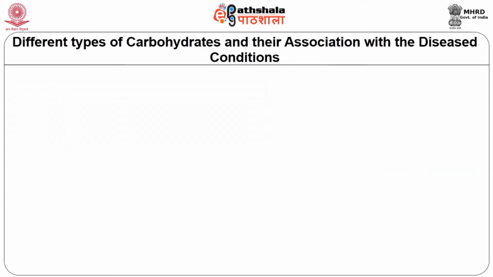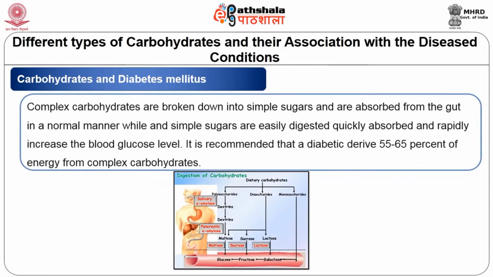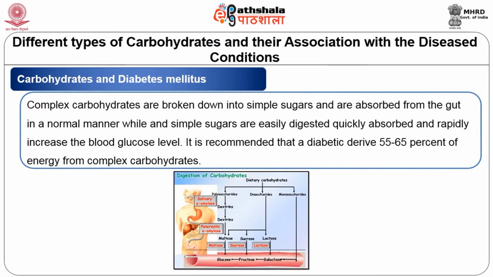The second aspect is the different types of carbohydrates and their association with disease conditions. First one, carbohydrates and diabetes mellitus. Complex carbohydrates are broken down into simple sugar and are absorbed from the gut in a normal manner, while simple sugars are easily digested, quickly absorbed and rapidly increase blood glucose level. It is recommended that a diabetic diet derive 55 to 65% of energy from complex carbohydrates.